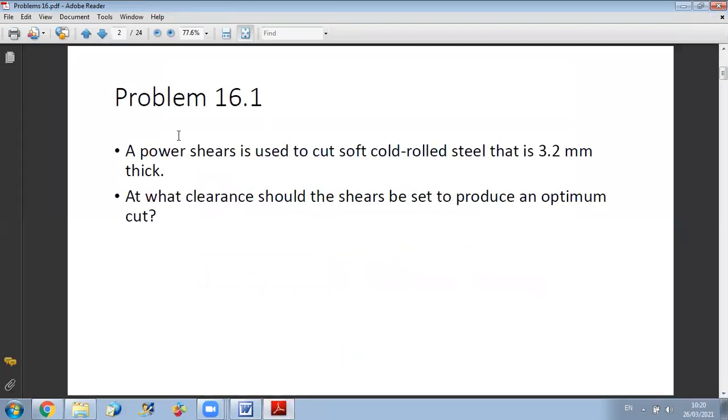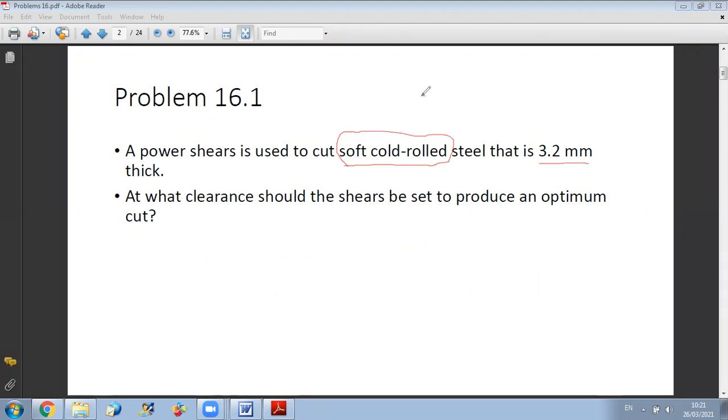In a first problem, a power shears is used to cut soft cold rolled steel that is 3.2 millimeters thick. At what clearance should the shears be set to produce an optimum cut? It is a very simple question, and in general this will be a part of a bigger problem. They give us the type of material, soft cold rolled steel, and we have the thickness.